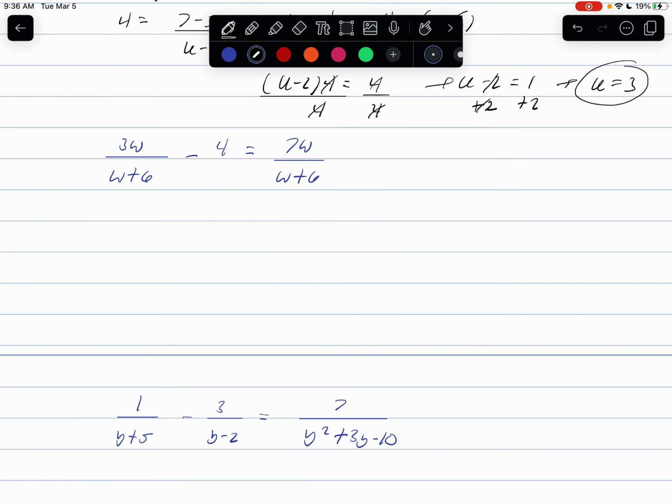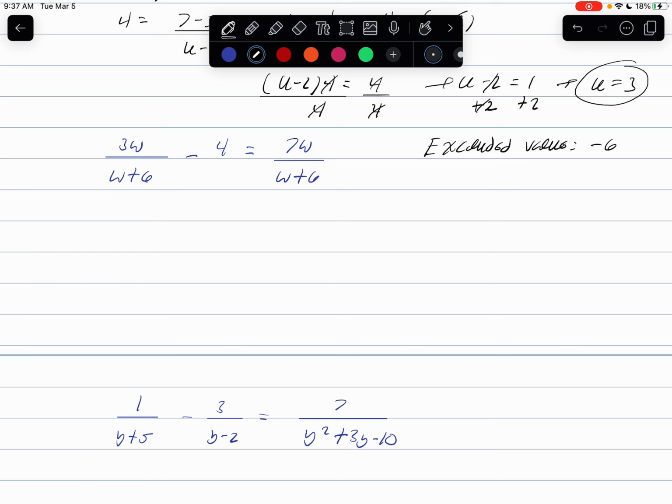Okay, how about 3w over w plus 6 minus 4 equals 7w over w plus 6? Well, let's go ahead and notice again that these have the same denominators here. So we only have to worry about the one excluded value. Our excluded value is whatever would make w plus 6 equal to 0. And so negative 6 would do that. So negative 6 is our excluded value. So if we end up with negative 6, we have a problem.